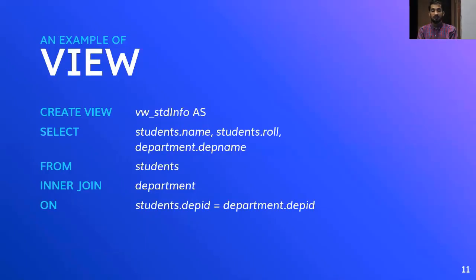An example of a view, how we create it in Oracle: CREATE VIEW VW_STD_INFO, that is student information, AS SELECT students.name, students.roll_number, department.dep_name FROM students, which is the first table, INNER JOIN department, which is the second table, and we join them on the condition of dep_id: students.dep_id = department.dep_id.